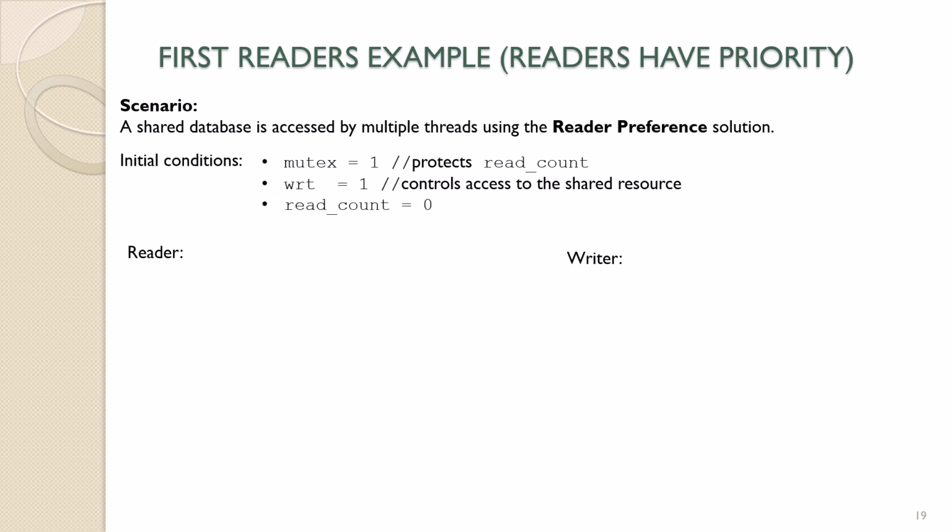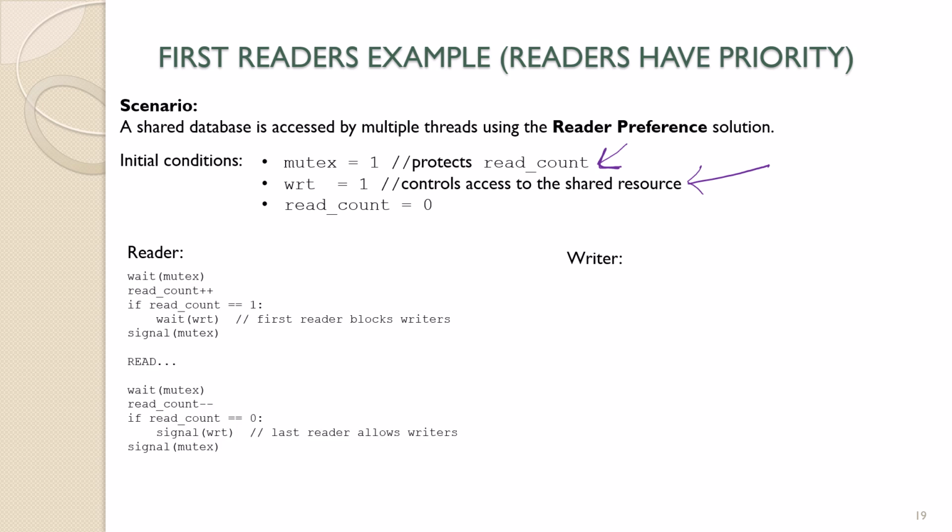And then you have a mutex which goes around the read count, and then you have this variable right here, WRT, which controls access to the shared resource. They're both initialized to 1 because no one is trying to access anything, but remember that waits are going to decrement. So what is a reader going to do? The reader is going to go in there, and it has this mutex first. This is the read count mutex, right?